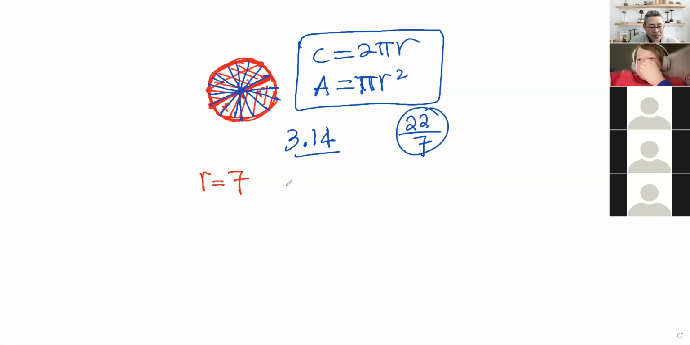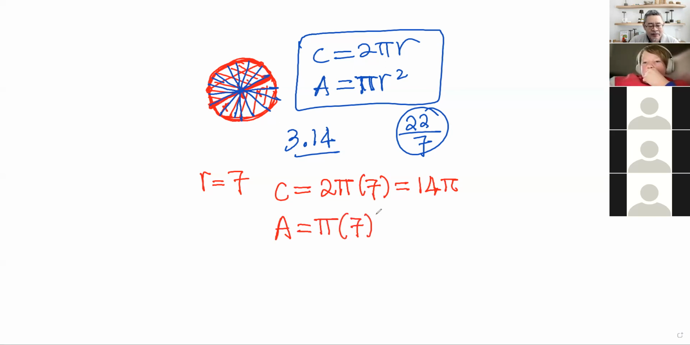Okay, so our circumference, look at our formula. Circumference is 2 pi times r, r is our radius. Our area is pi r squared. So circumference is 2 pi, our r is 7, so plug that in. 2 times 7 is 14, so we can simplify it to 14 pi. And our area is pi r squared, which is 7 squared. 7 squared is 49, so we got 49 pi. Okay, are we good here?